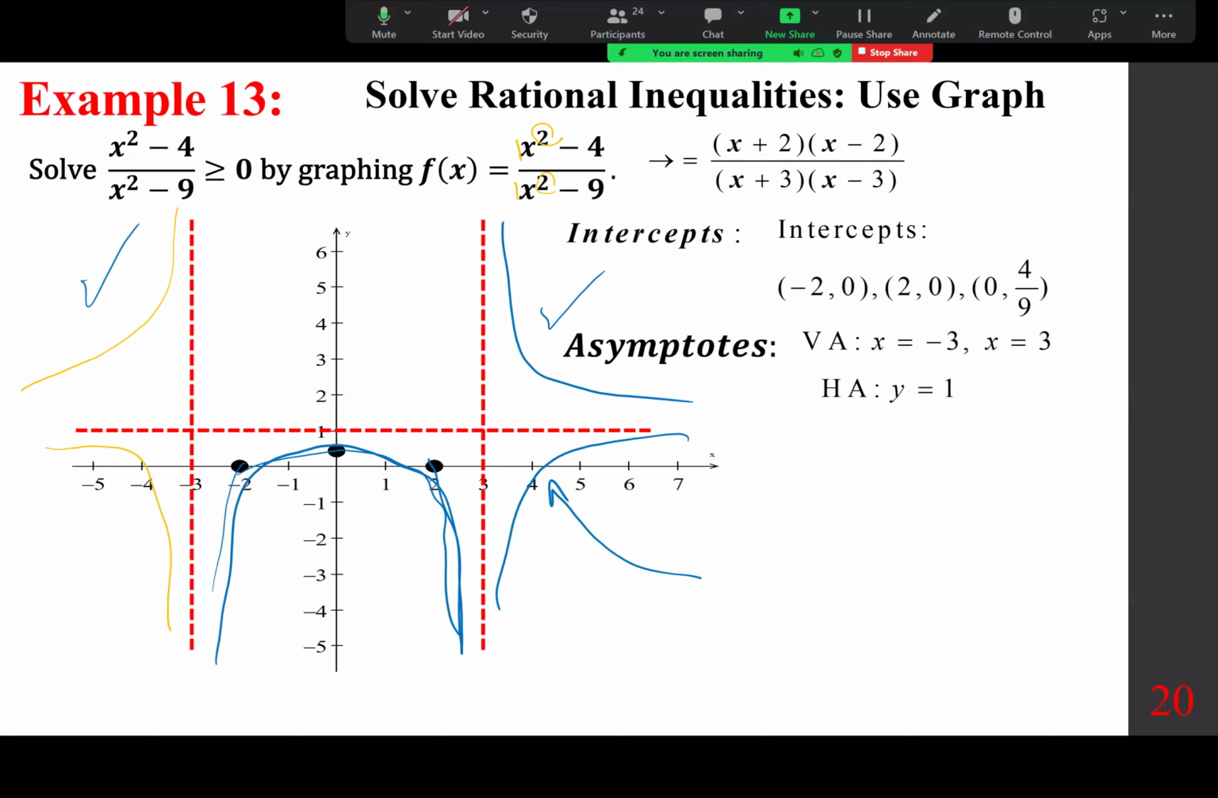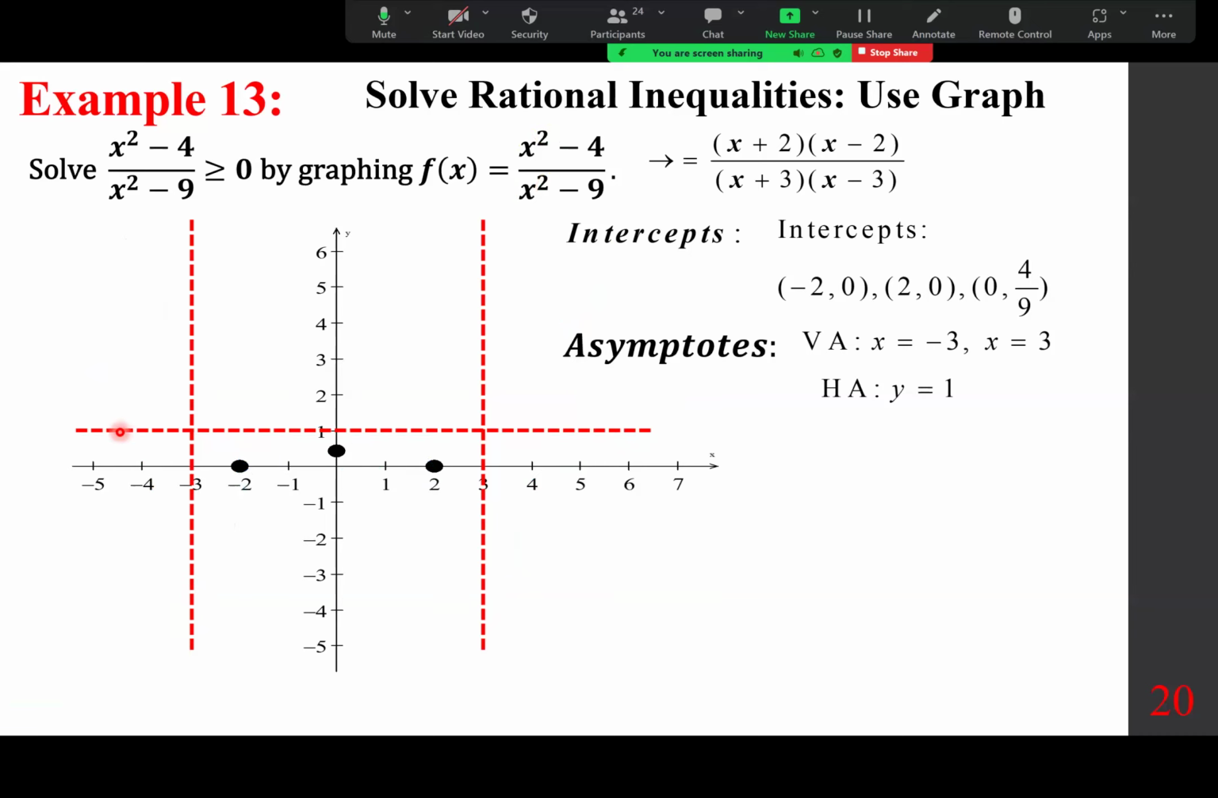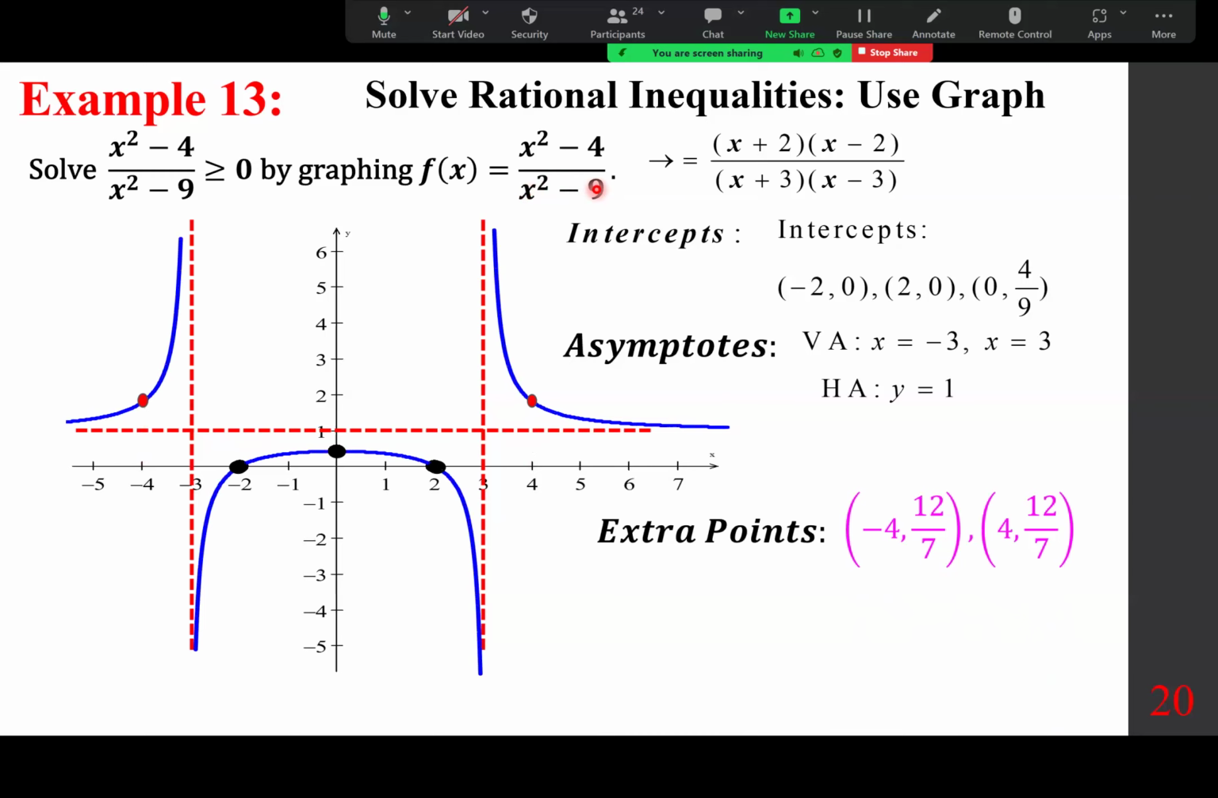However, if we want to pick extra points, we would pick to the left of −3, like −4, and to the right, positive 4, and evaluate. If we put in −4 or positive 4, by the way, it makes no difference. They give us the same answer. (−4)² = 16, 16 − 4 is 12. And (−4)² = 16, 16 − 9 is 7. So in both cases, we get 12/7. So those are the 2 points, and these are the graphs. So we're done with the graphing.